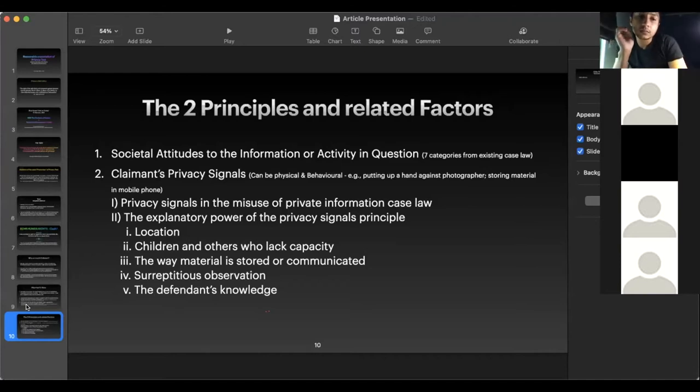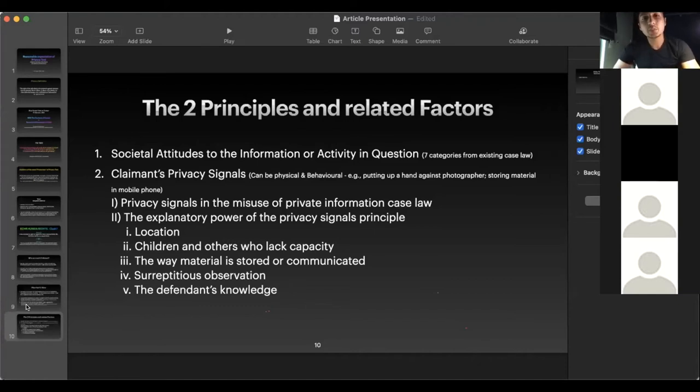And then there's this last factor that she talks about, which is the defendant's knowledge. She says that it also matters if the defendant had knowledge about a certain thing or not. For example, there are certain things that the defendant might know that the claimant wanted to be private. So have they taken care of those things, or have they given regard to those things? So these are the basic five factors that she talks about.